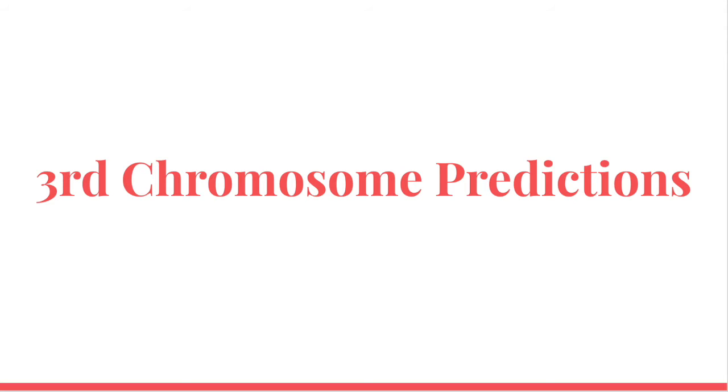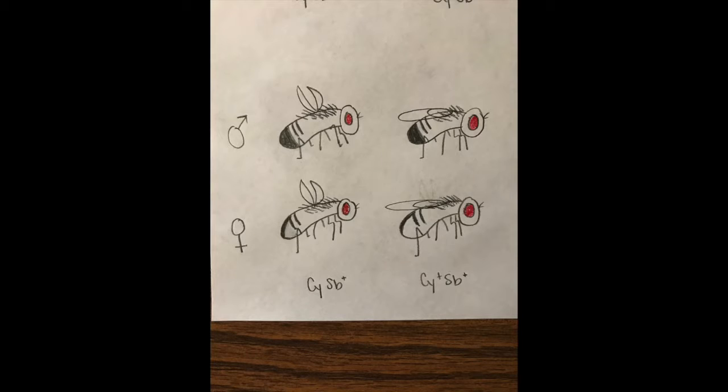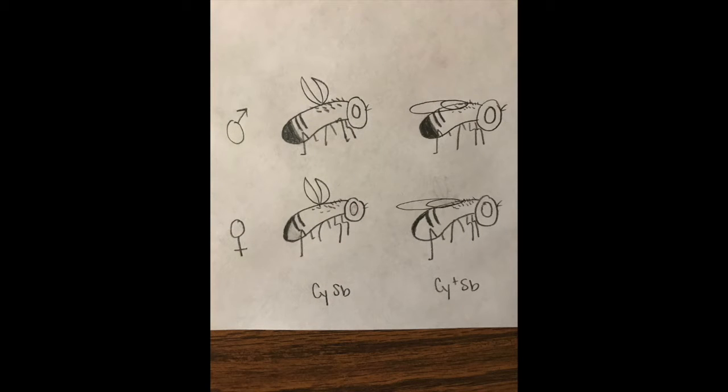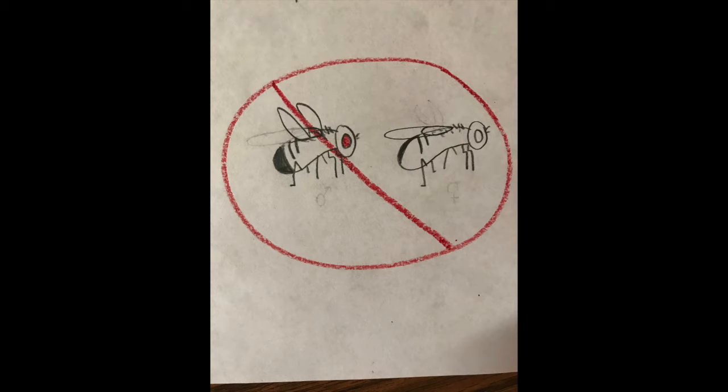When the transgene is on the third chromosome, the expected offspring would be males and females with red eyes and either long bristle and curly wing or long bristle and straight wing. Other expected offspring would be males and females with white eyes and either stubble bristle and curly wing or stubble bristle and straight wing. Offspring with red eyes and stubble bristle, and white eyes and long bristle, are not expected.